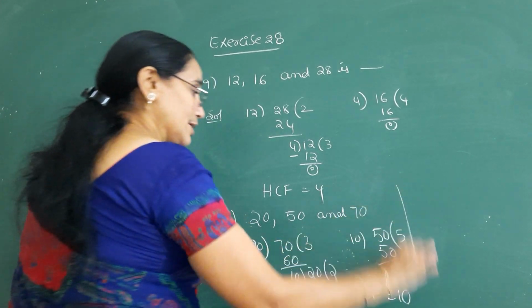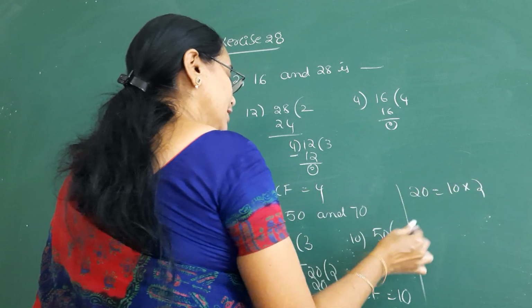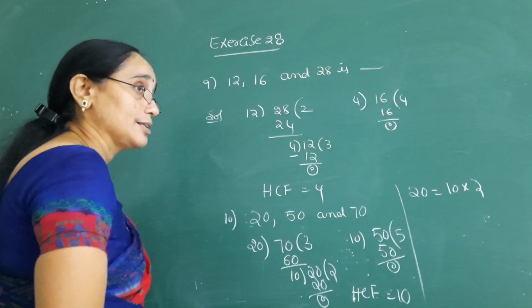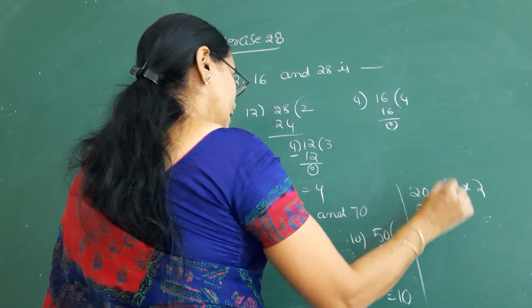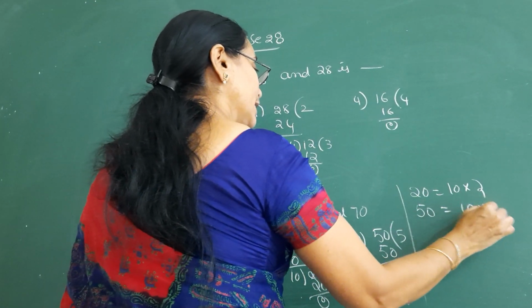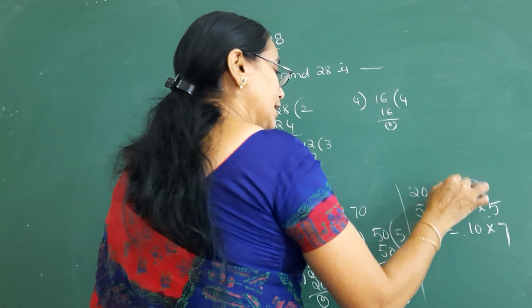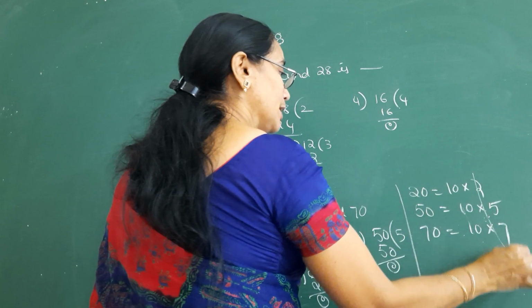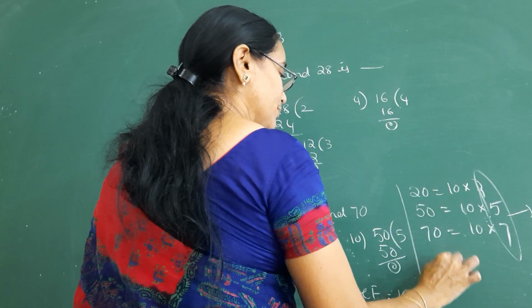One more model is there. See, 20 can be expressed as 10 into 2. Already you did this model in 4th class also, the factorization method. 50 is 10 into 5, 70 is 10 into 7. Here 10 is common, and observe the next factors. They have no common factor except 1, so HCF is 10.